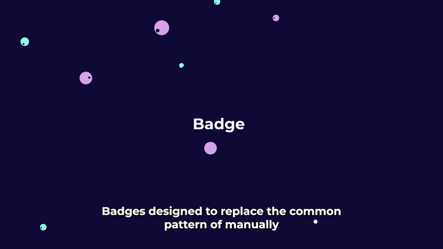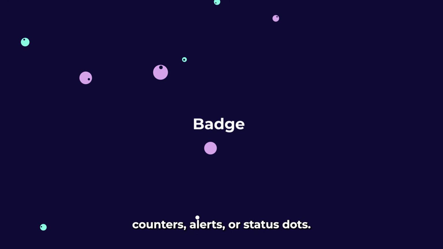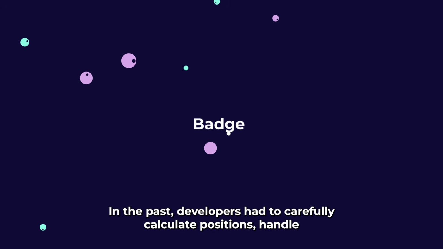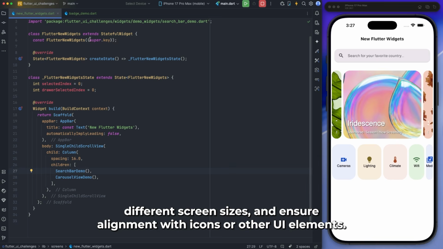Badge is designed to replace the common pattern of manually overlaying widgets with Stack and Positioned to create notification counters, alerts, or status dots. In the past, developers had to carefully calculate positions, handle different screen sizes, and ensure alignment with icons or other UI elements.